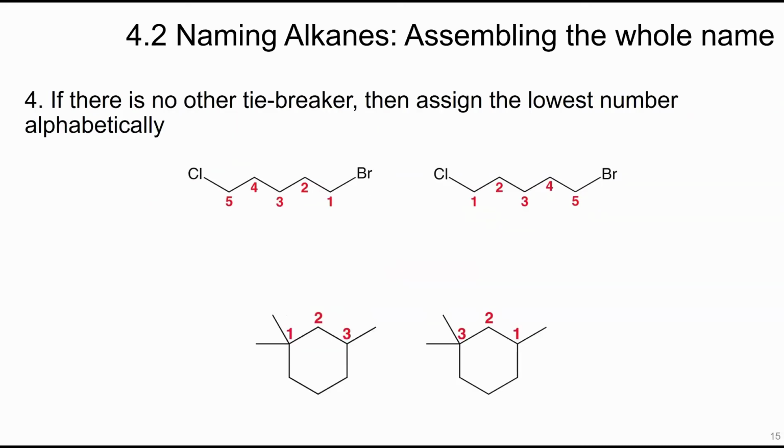If there's no other tiebreaker, then assign the lowest number alphabetically. So you can number this as bromine 1 through 5, put the chlorine here, or it would be chloro first. This is the correct way. And that one is the incorrect way. So 1 bromo is better than 1 chloro. And in the cyclic structure, you will also do the same thing with numbering. This one is 1, 1, 3. This would be 1, 3, 3. So this one is incorrect.